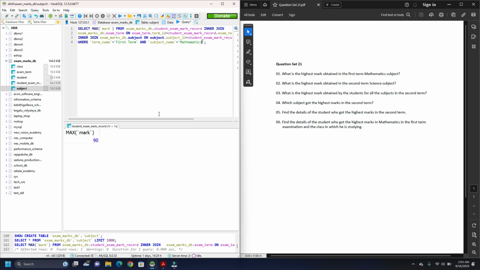And on to the second question, what is the highest mark obtained in the second term science subject? So the query goes the same as the previous question. The only thing that changes here is the term name changes to second term, and the subject name changes to the subject science. So let's go ahead and change it first.